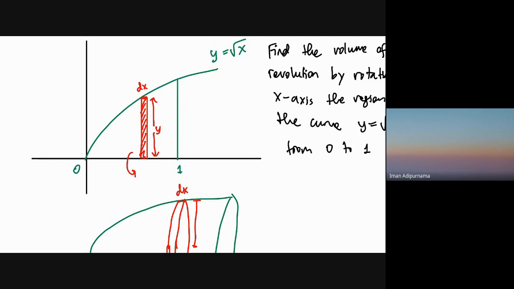This example is very basic, so we know that the radius will be our y. But if we change the rotation, maybe the rotation is about some line here, or maybe a line here, it can be done. Maybe the rotation is at x equals 1, so you have a different volume and a different height. But let's say we are using this example.